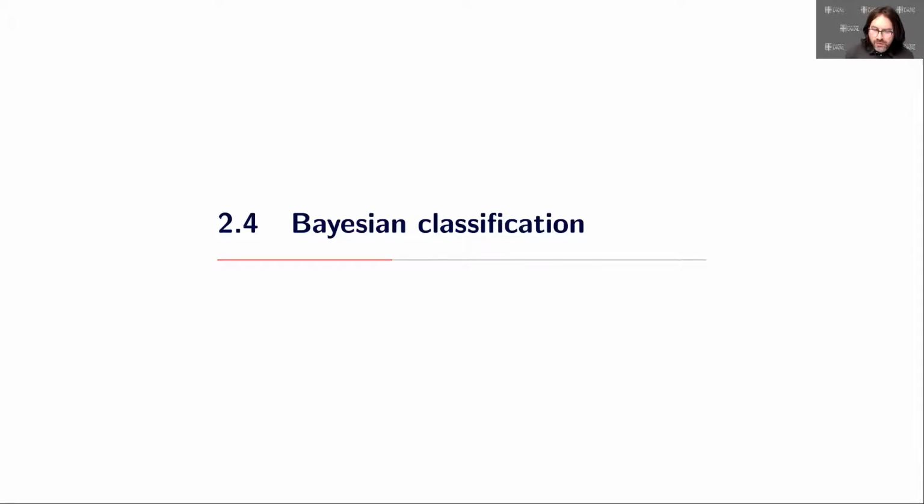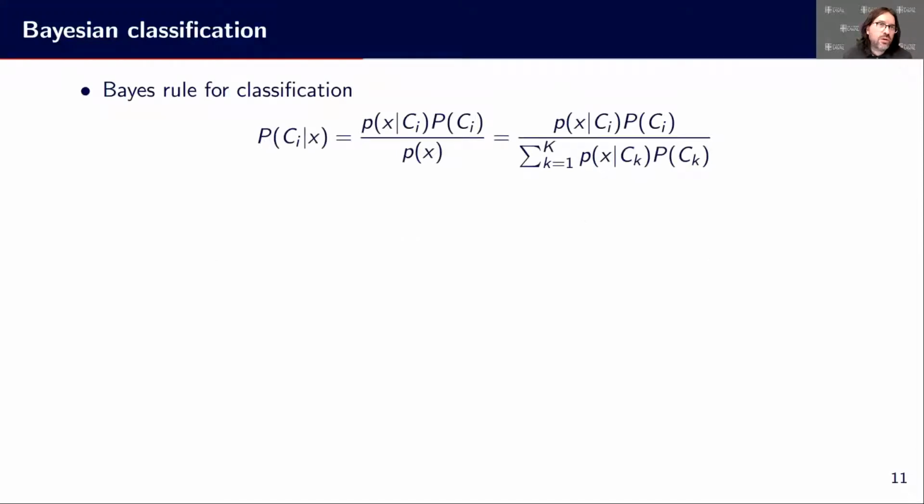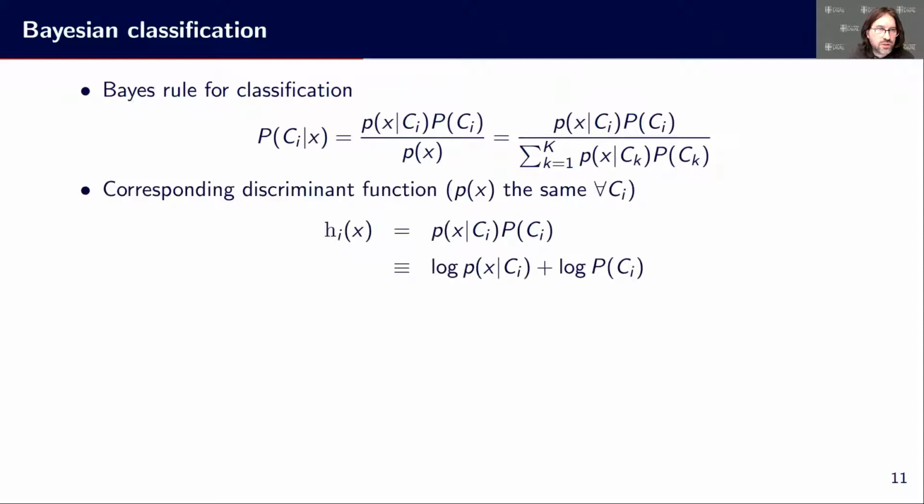We are talking now about Bayesian classification. We are applying the Bayes rule for classification, getting the same equation that we had before, but now in the context of multi-class classification. We have the posterior probability, which is given according to the Bayes rule, and when we develop the evidence as a denominator, we get this. This is the usual application of Bayes rule for classification.